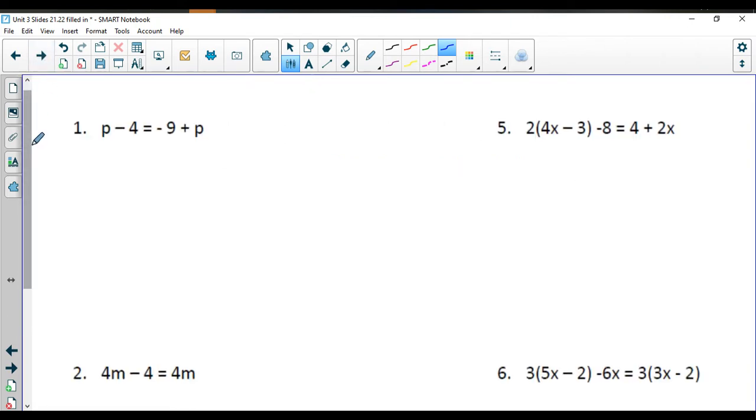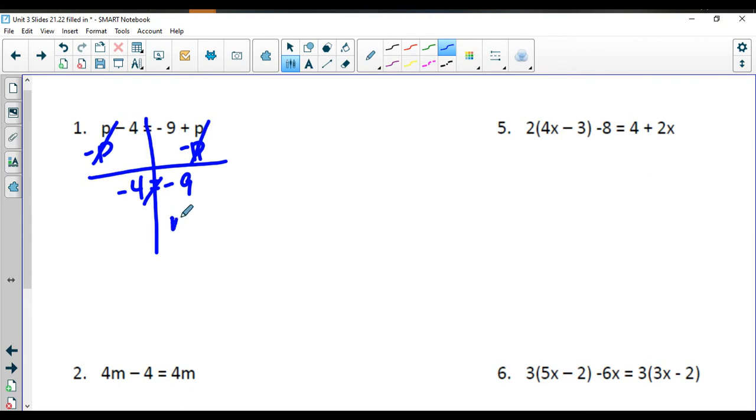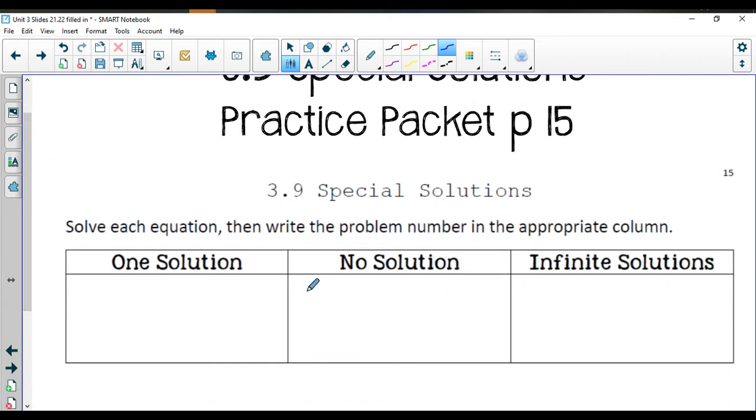Keep in mind we can have one solution, no solution, or infinite solutions. So we're going to get started in number 1. I'm going to subtract p on both sides. And I'm going to be left with -4 equals -9, which is an untrue statement. So this is a no solution. So I'm going to go back to the first part here. Under no solution, I have problem number 1.